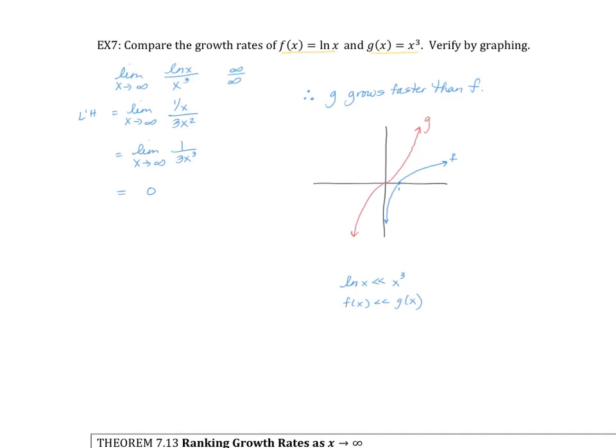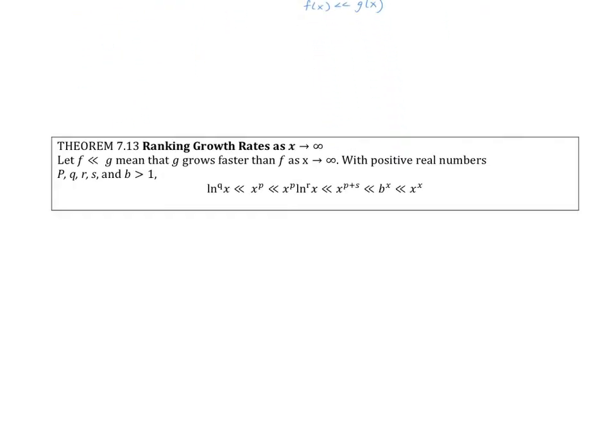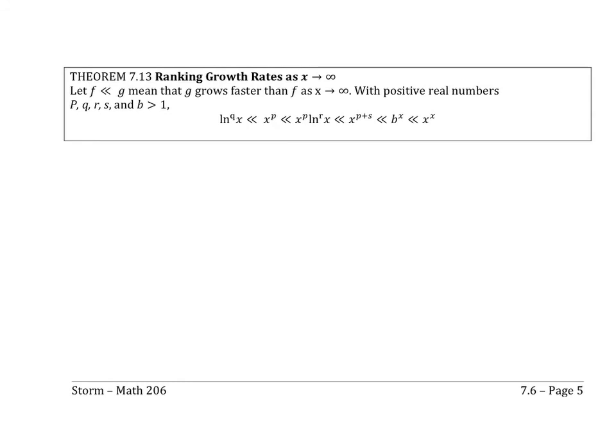So that's going to bring us to this theorem 7.13, which is ranking the growth rates as x goes to infinity. So in general, our natural log functions tend to grow slower than power functions. Okay? And then those tend to grow slower than exponential functions, and those tend to grow slower than functions whose base is a function of x and whose exponent is a function of x. Okay, so that's it for 7.6.